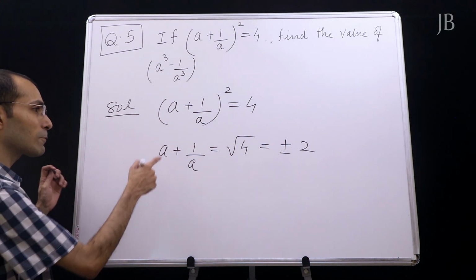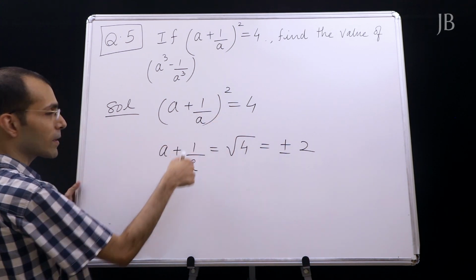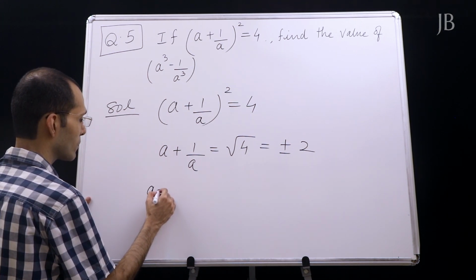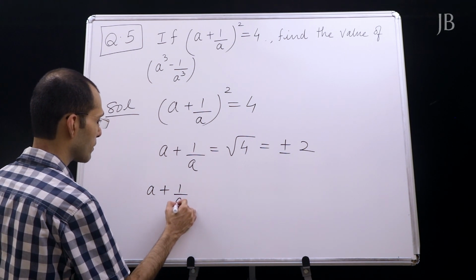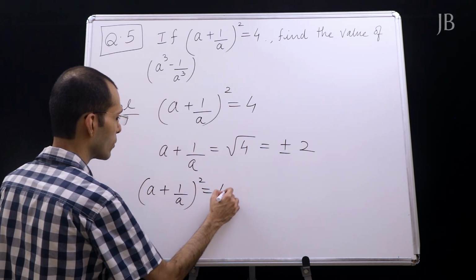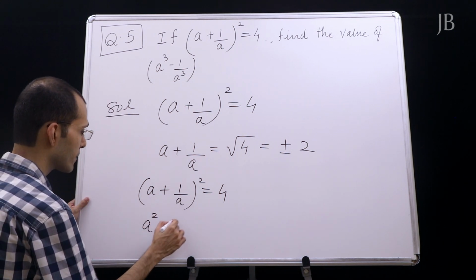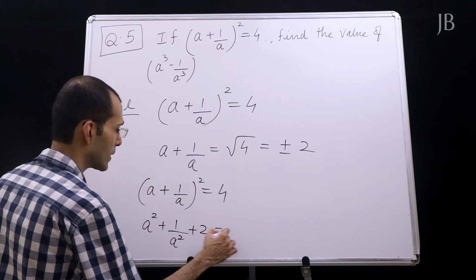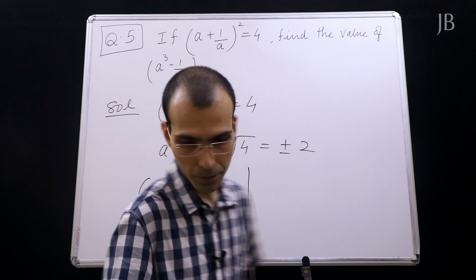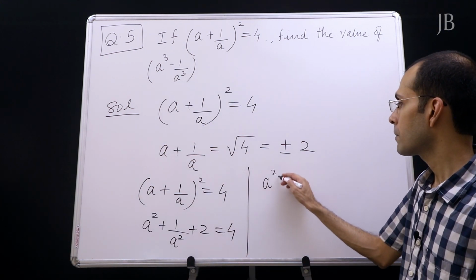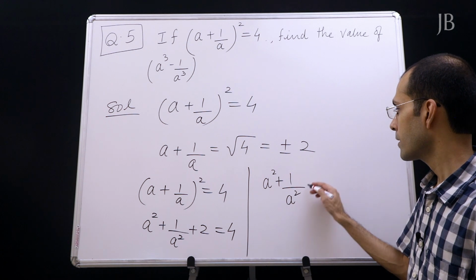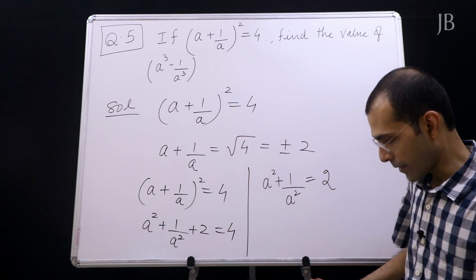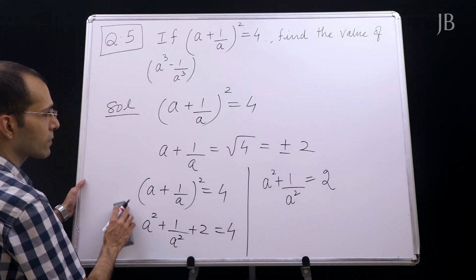So what do we do? First we will have to square both the sides. Find a square plus 1 upon a square and then extract a minus 1 upon a from it. So now this will be a plus 1 upon a the whole square, that is 4. So we will open up this bracket. A square plus 1 upon a square, first term into second term into 2, so that is plus 2 equaling 4. So a square plus 1 upon a square is equaling 4 minus 2, that is 2.